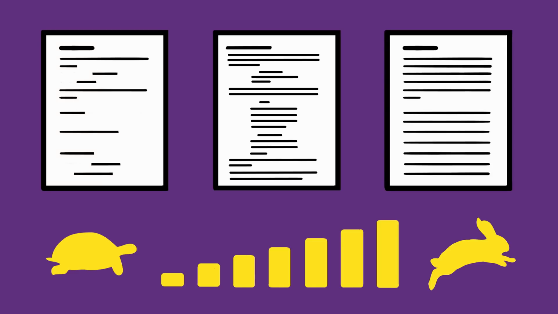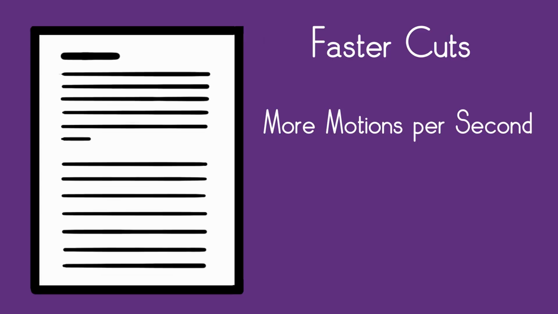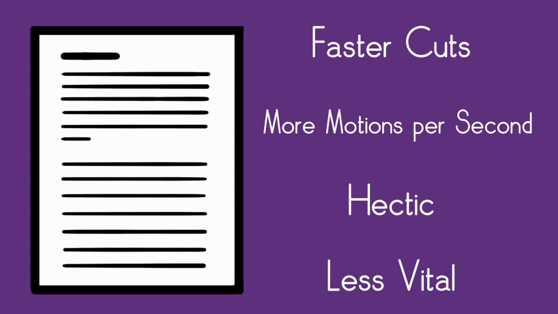If one page is 1 minute, then altering the density of text on a page will change the pacing of the action. An action sequence with more text on the page, a dense scene, will probably have faster cuts with more motions going on per second. Therefore, it will feel hectic, and each individual action will probably be less vital to the plot.